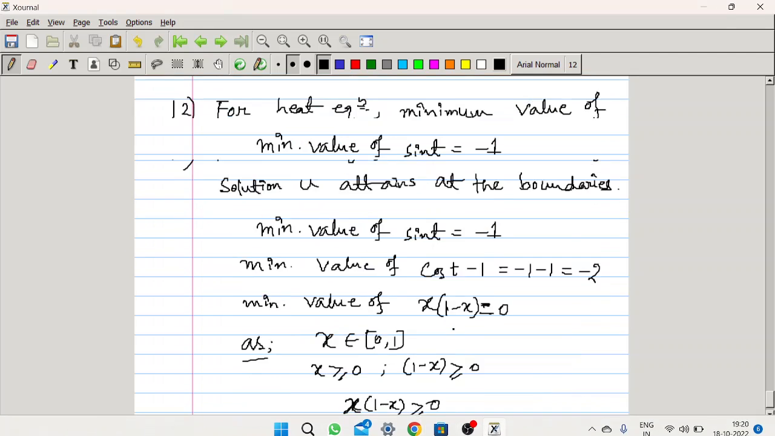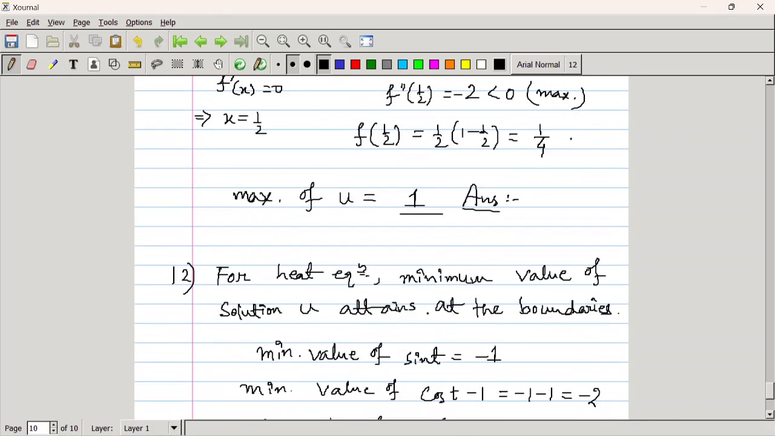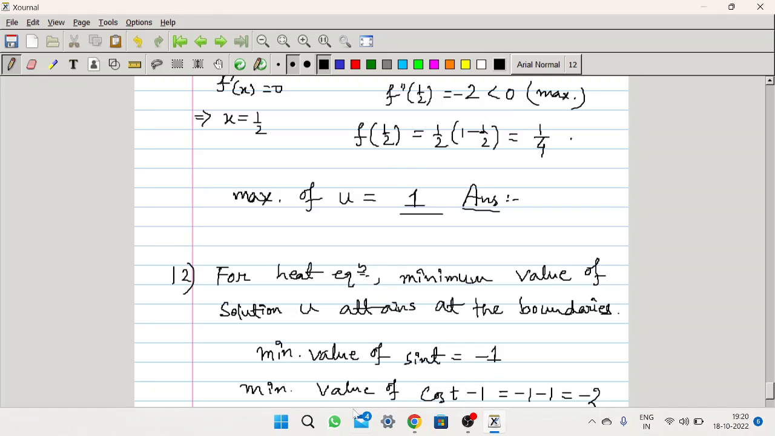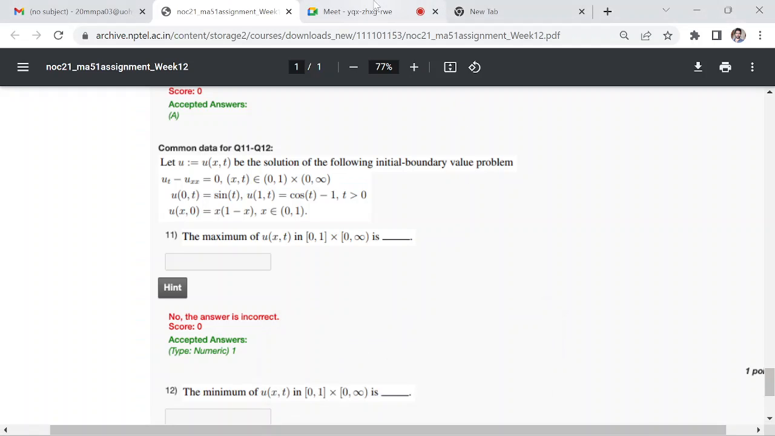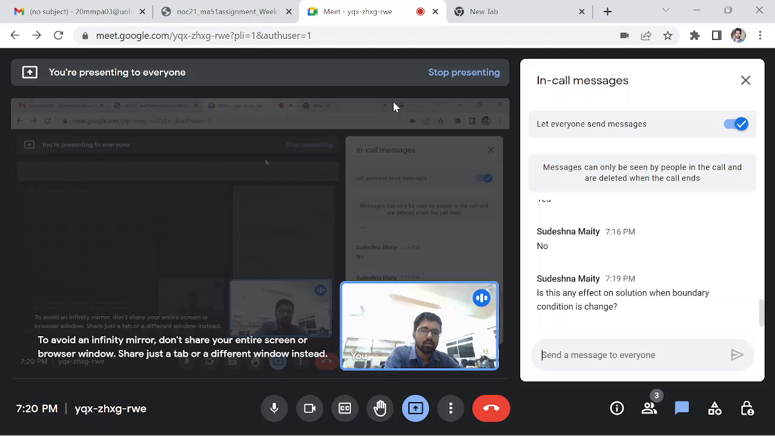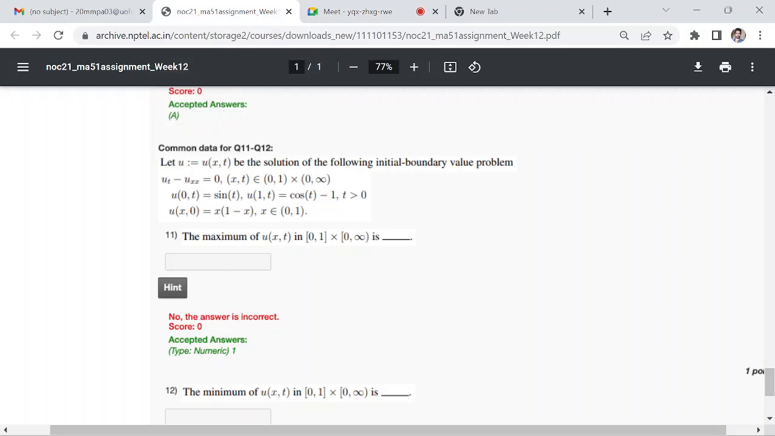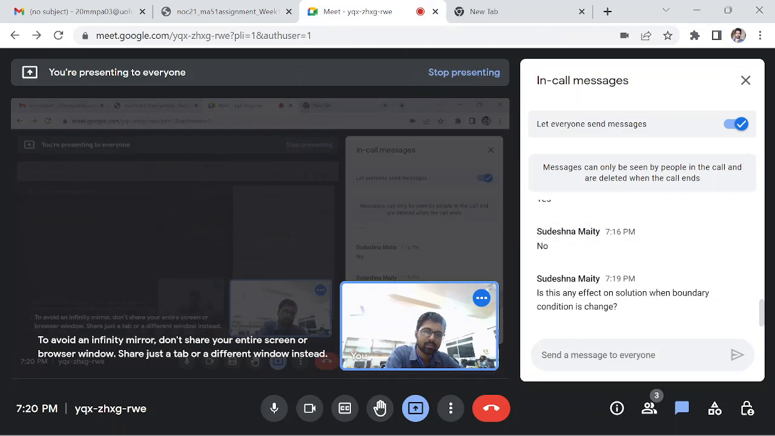Here the maximum principle says that for the heat equation, the maximum and minimum values are attained on the boundaries, and if you change the equation, it will affect the maximum and minimum value of the solution. Is there any effect on the solution when the boundary condition is changed? Yes, it will affect. If you change the boundary condition to something else which has a different maximum and minimum value, then the maximum and minimum value of the solution also changes. The answer to your question is yes.